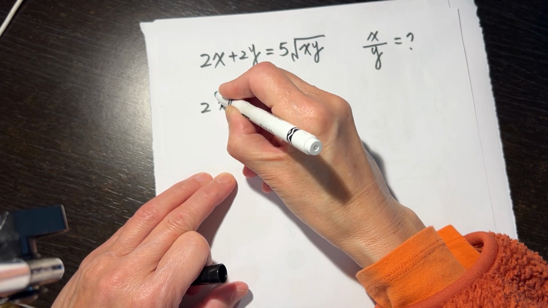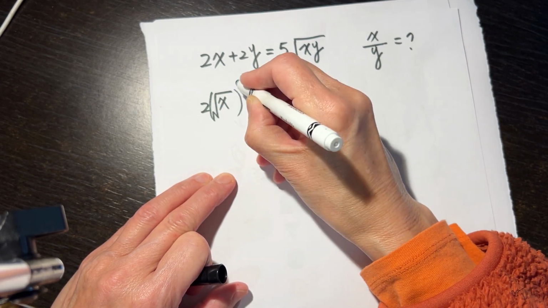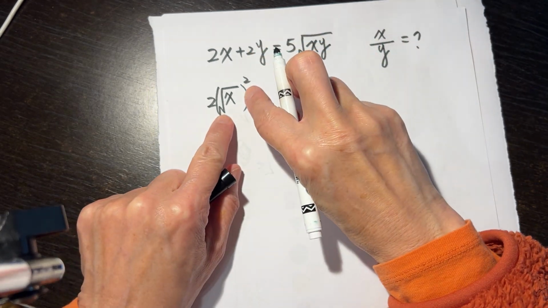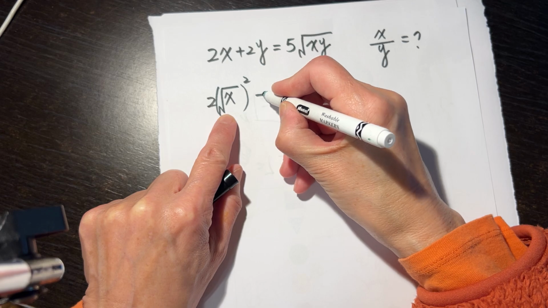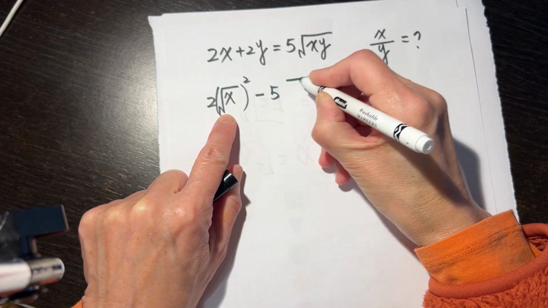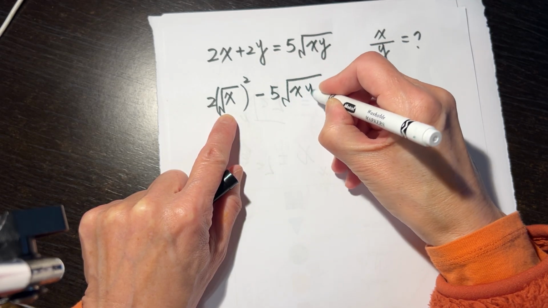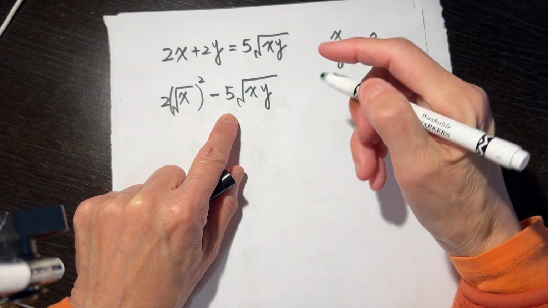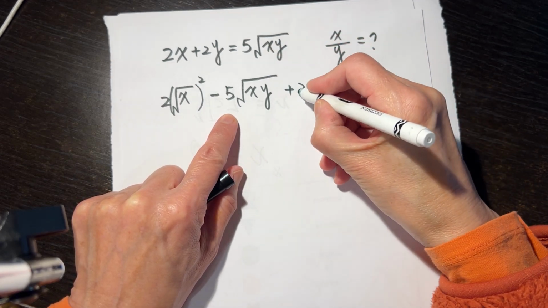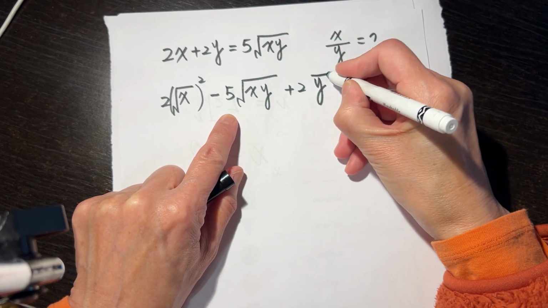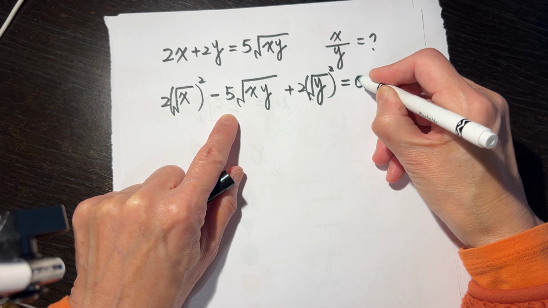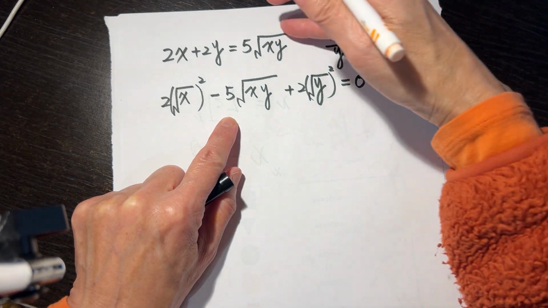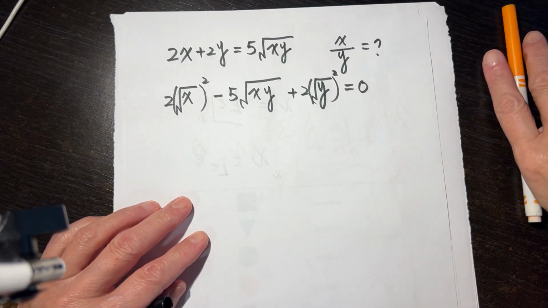2x square. Did I change anything? I did not change anything. Minus 5 root xy. I did not change anything. Plus 2y root y square equals 0, right? I did not change anything.